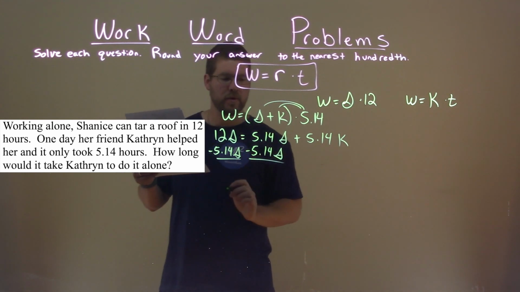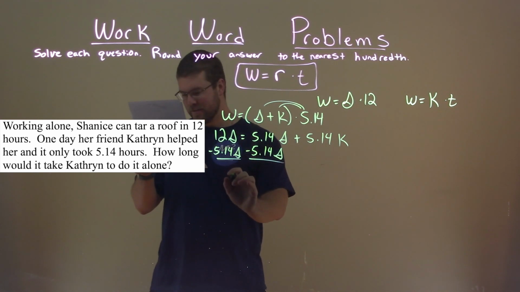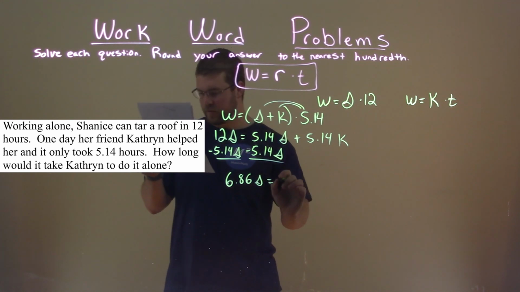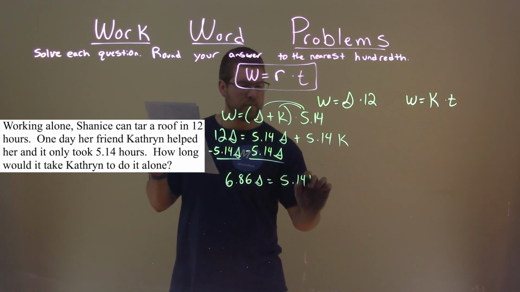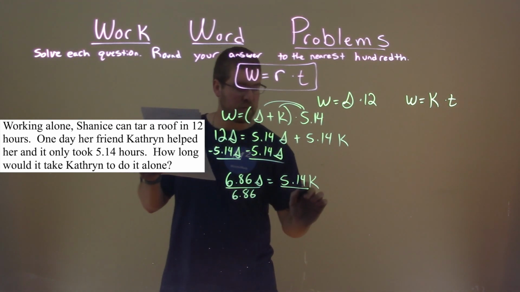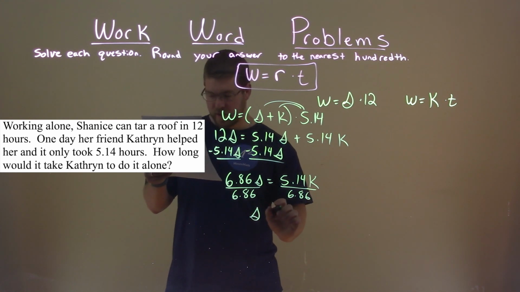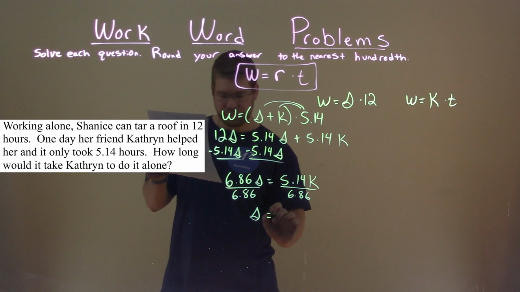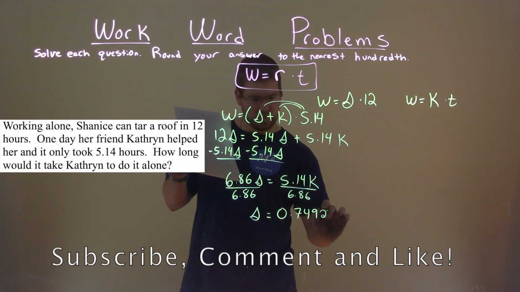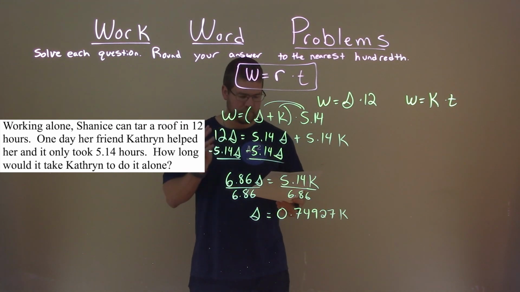I know my S's are a little weird. 12 minus 5.14 S, subtracting here, is 6.86 S, and that's equal to 5.14 K. I'm going to divide both sides by 6.86, leaving me the variable S is equal to 0.74927 K. So what do we do with that?